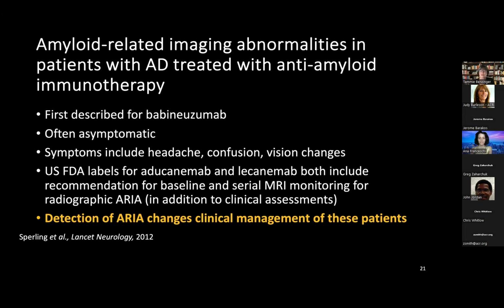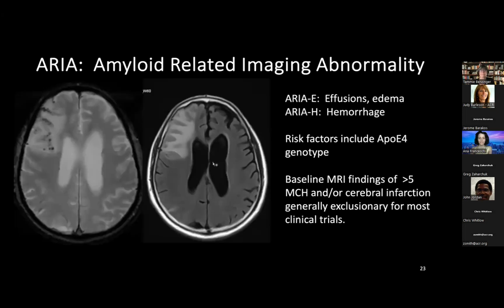And it's so important for us to understand that detecting ARIA, even small areas of change on FLAIR, will change the management because it can result in more frequent imaging, held doses, or potentially even other therapies such as steroids or hospital admission. So what does it look like?